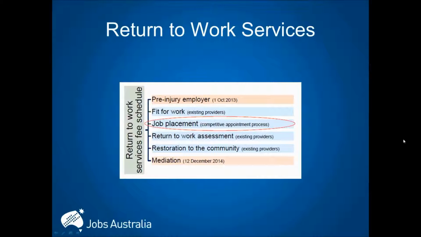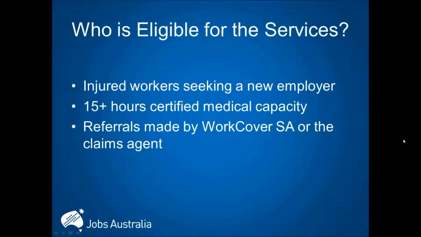So there are a range of different services there. As you can see, there's pre-injury employer services, which are working to help somebody return to their original employer where they had their injury. There's fit for work services, which is sort of rehabilitation services. Job placement services, which is the focus of this presentation and of our interest now, and the competitive appointment process which is now underway. There's also return to work assessment services and some other services there as well.